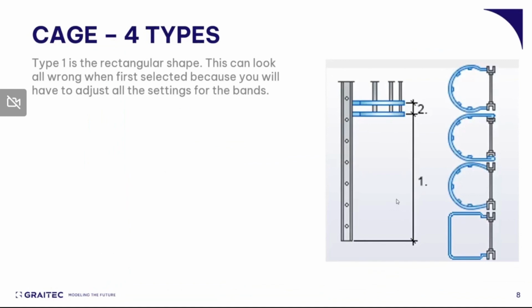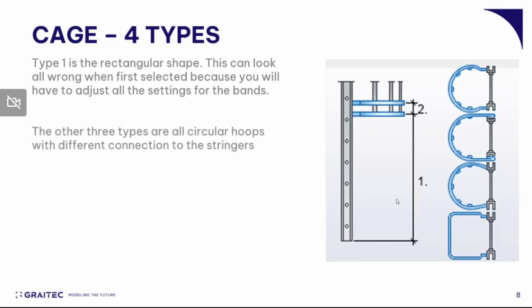So then we move on to the cage, and when you think about the cage, there's 4 types of cage, or 4 shapes of cage available, as you can see in the image on the right. And they start counting at the bottom. So type 1 at the bottom is the rectangular cage. When you first choose that type particularly, it can look strange because all the bands, the vertical straps, are in the wrong positions and don't look right, but you have just got to move ahead and set the right settings. The other 3 types of cage are all circular hoops, but as you can see from the picture they have different ways of connecting to the stringer.